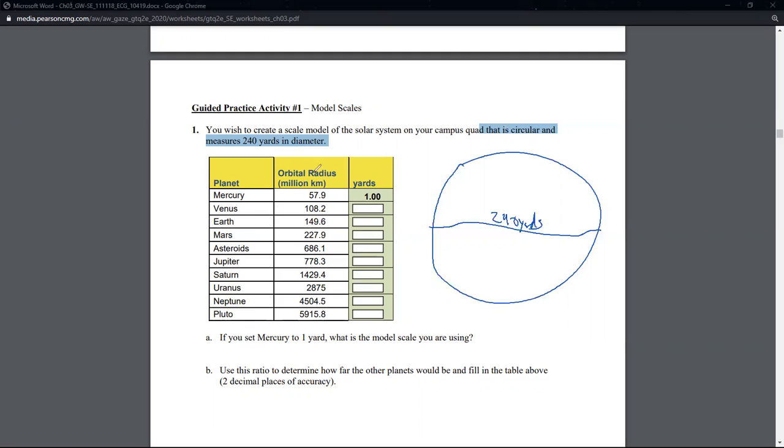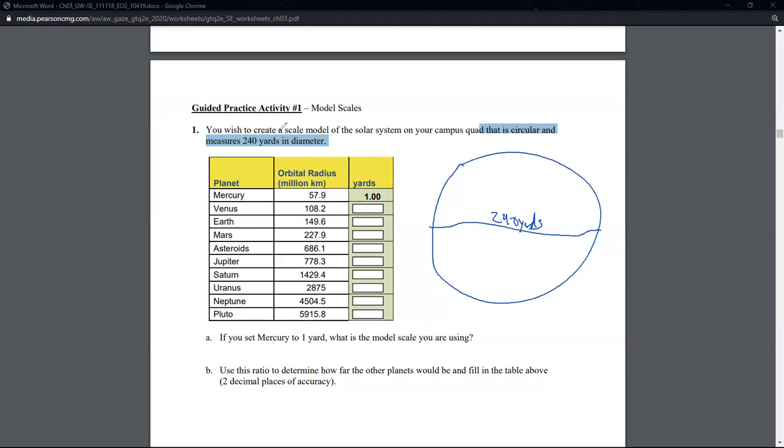Venus is 108.2 million kilometers away. Earth is 149.6 million kilometers away. So we can see that these planets are getting further and further away from the sun. So they are in order, in that traditional order of distance from sun to furthest out.